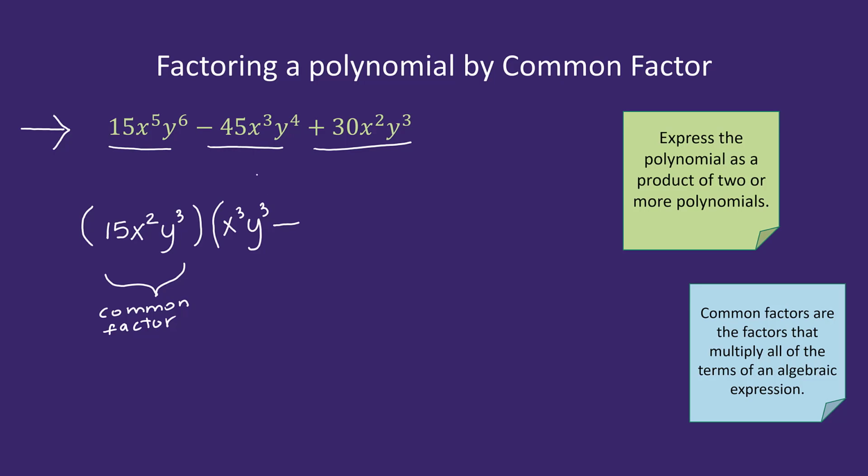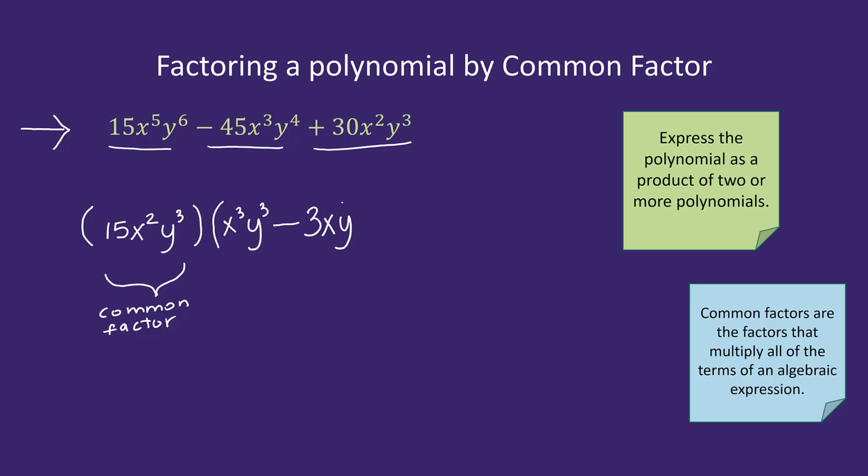15 times what gives us minus 45? Times minus 3, so we write minus 3. X squared times what will give me x third power? Well, times x, because x squared times x is x third power. Now, y third power times what gives us y fourth power? Well, y, because 3 plus 1 is 4. Now I found my second term.